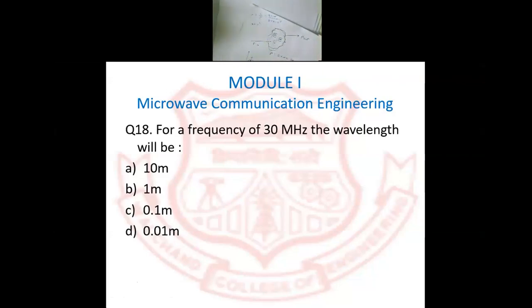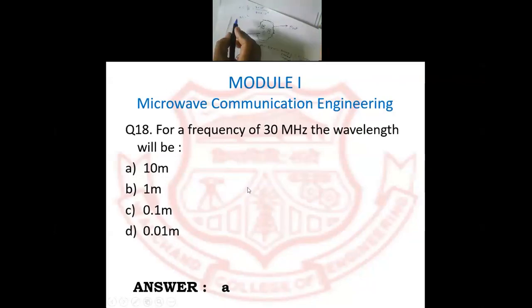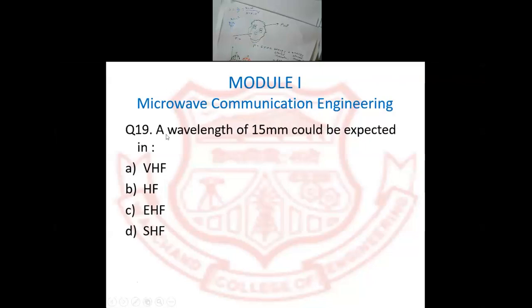Someone has the answer D, I think. Let it be, I don't know the answer right now. We need to calculate it. It is 300 by 30, which is 10. The answer is A. So we can directly calculate using lambda is equal to C by F. The answer is A.